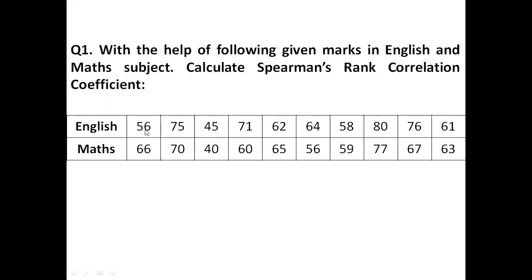As you can see, in English we have different numbers: 56, 75, 45, 71, 62, 64, 58, 80, 76, 61. No one is similar, no one is tied. Similarly, in the case of mathematics, as you can see, 66, 70 and so on, you can also check that the numbers are different altogether in this particular set of maths marks.